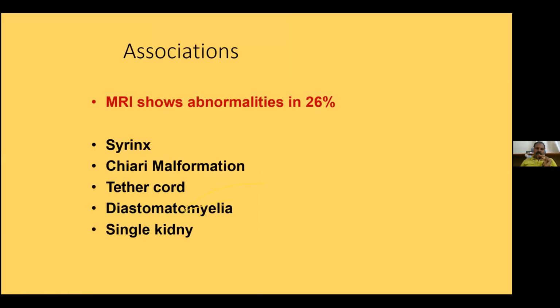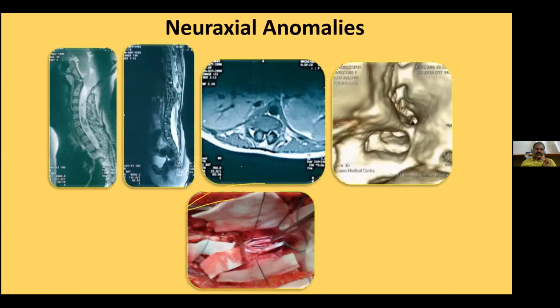All these congenital varieties have associations with cord abnormalities, something like a syrinx or a Chiari malformation or a tethered cord or diastematomyelia, all that. It's about 26 percent. MRI studies have shown that about 26 percent of these congenital varieties have such abnormalities. So these are some of the pictures I've shown: a Chiari malformation here, or a diastematomyelia with a bony bar here. You can see all that.